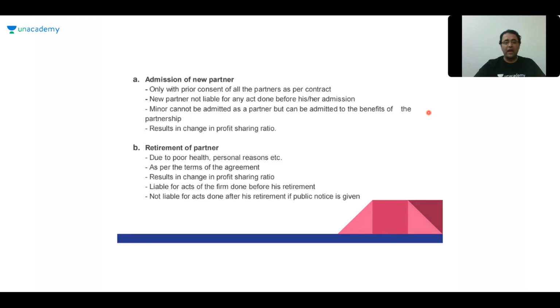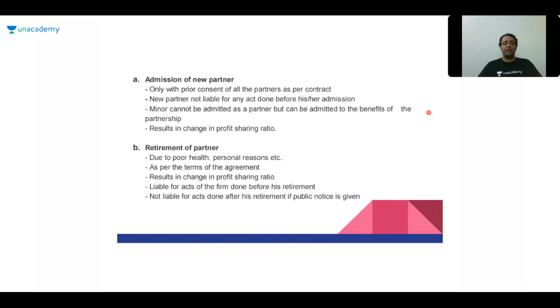Okay. Admission of a partner. Only with prior consent of all the partners as per contract. New partner not liable for any act done before his or her admission. Minor cannot be admitted as a partner but gets admitted to the benefits of the partnership. Results in change of profit sharing ratio. I have already discussed these points with you in terms of admission of a new partner.